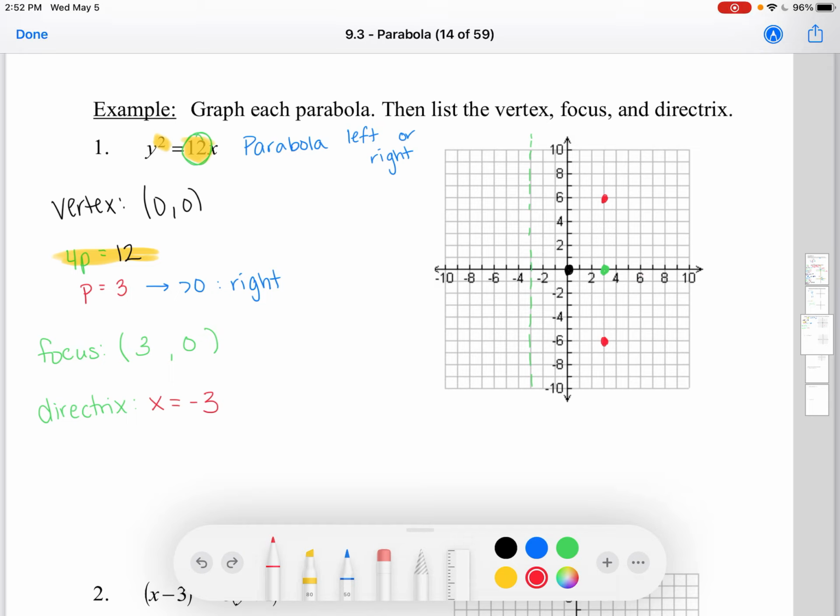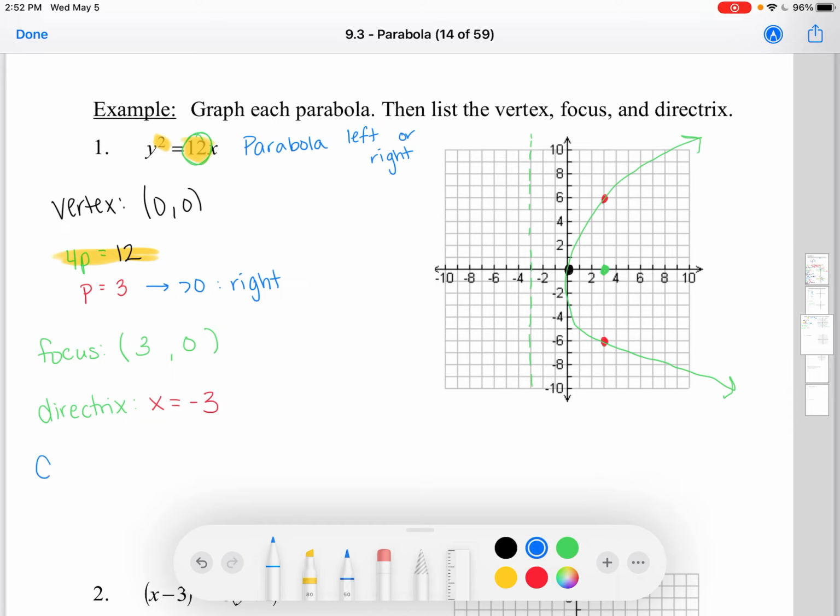And now that I have more coordinates, I can figure out that my parabola is going to be going from this point, touching the vertex, back out. So I know just exactly how wide or narrow it's going to be. So that is the vertex. Make sure that length is totally 12.